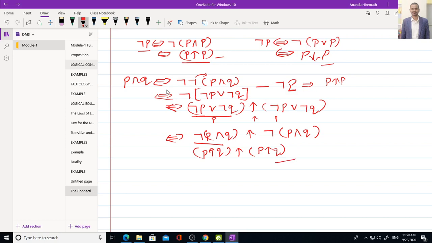Now, this is how you can represent simple or compound propositions which have only and or connectives only in terms of NOR and NAND. Thank you.